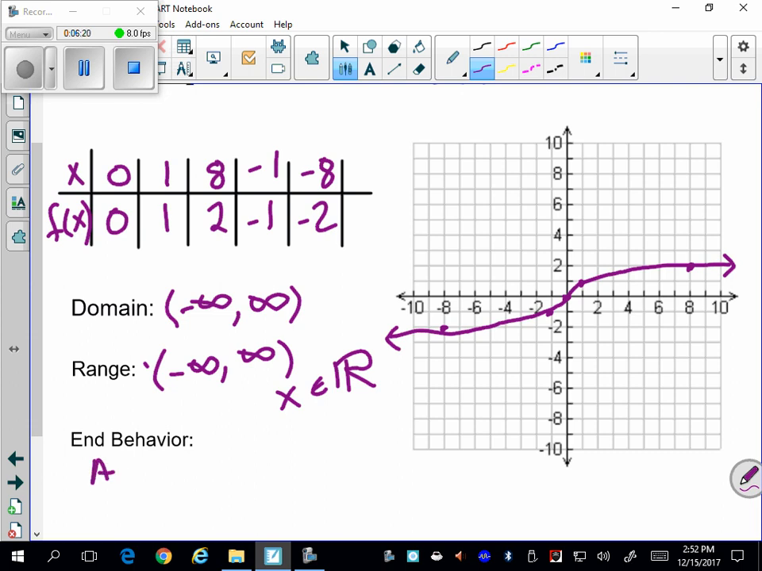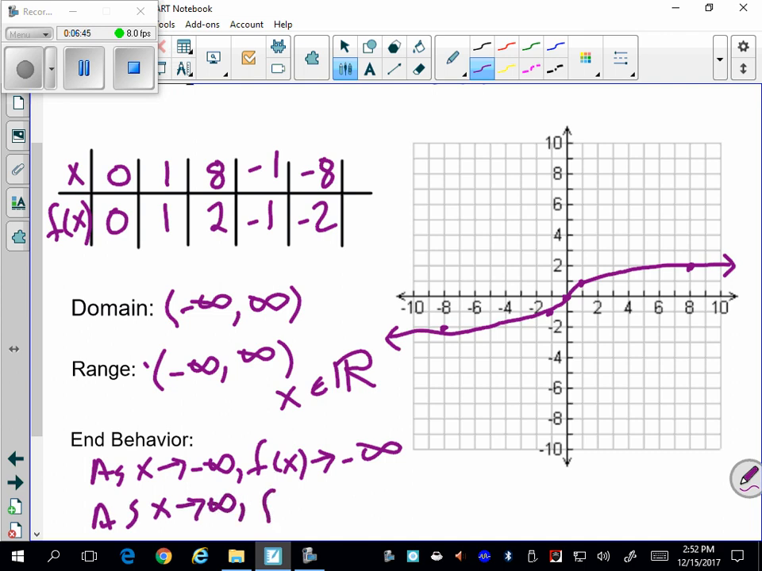As x goes to negative infinity, on the left side, the y values, f of x, are slowly going down, but they're never going to stop going down, so f of x goes to negative infinity. As x goes to positive infinity, the y values, we need to think about this again on the right side. Is it ever going to stop going up? No. So it'll go up to positive infinity. So those are your end behaviors.